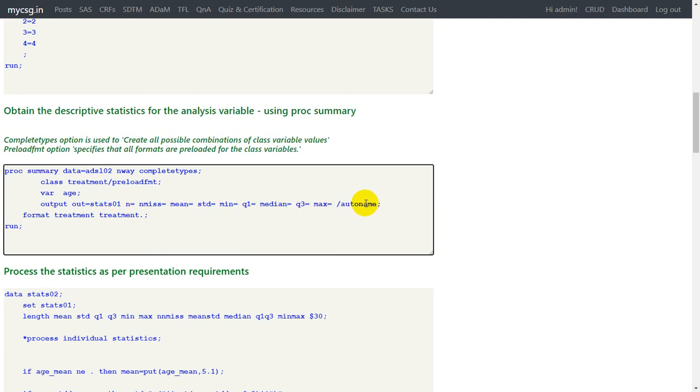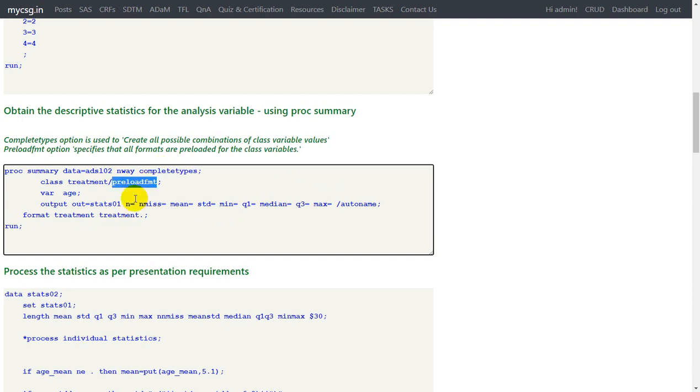If we do not use AUTONAME, we need to specify the names of the variables in which to store the statistics for the age variable, for each of the statistic names. And then here I'm using format treatment dot. So two things to note here are the usage of COMPLETETYPES and PRELOADFMT.